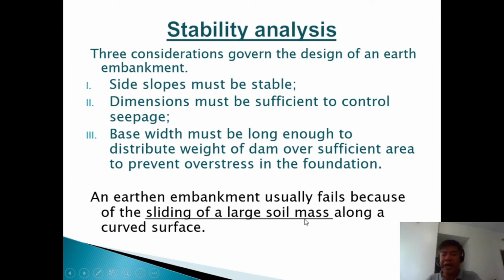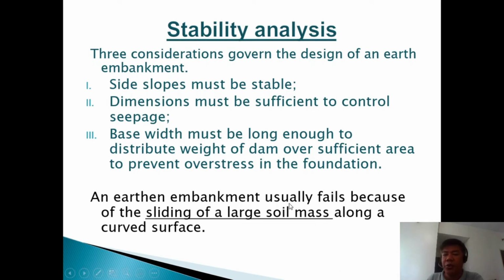So an earthen embankment usually fails because of the sliding of a large soil mass, and that is true with the soil properties or the type of material that you're going to use. Since it is an earth material, it is always prone to sliding. It is caused by different scenarios and effects. It could be the pressure, the seepage, or sometimes the problem is in the construction method, the problem of compaction, and so on.